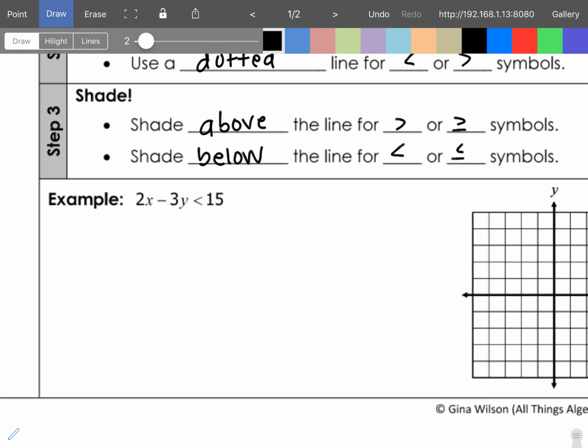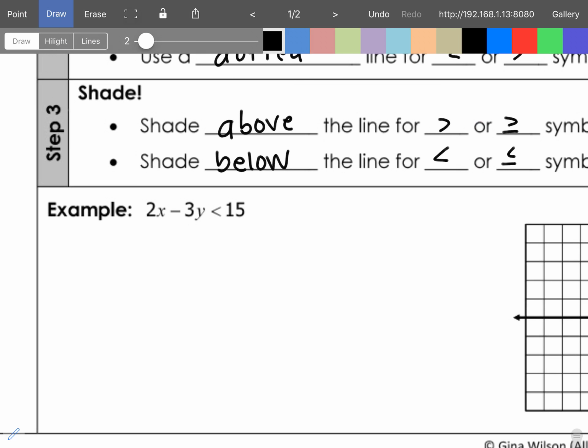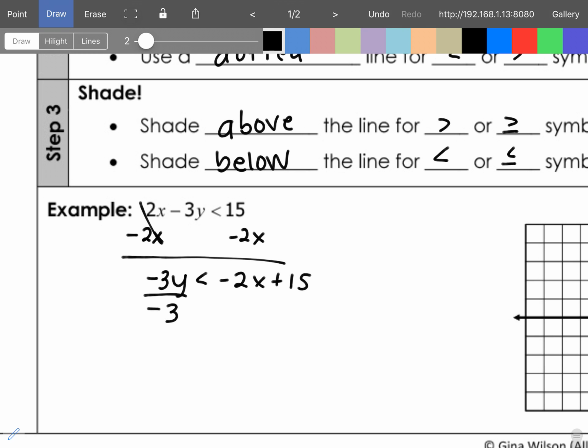So what's the first step to get it in y equals mx plus b? You have to get the y by itself. So you're going to subtract 2x. That cancels. We have negative 3y is less than negative 2x plus 15. Now what's the next step? We're going to divide by a negative 3.